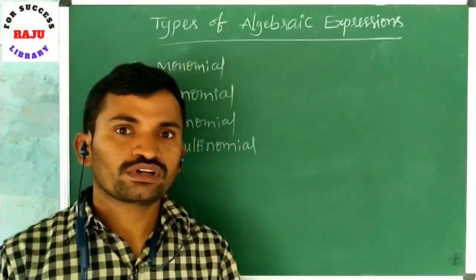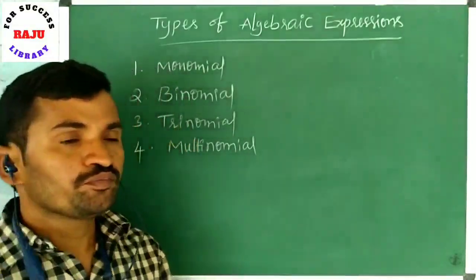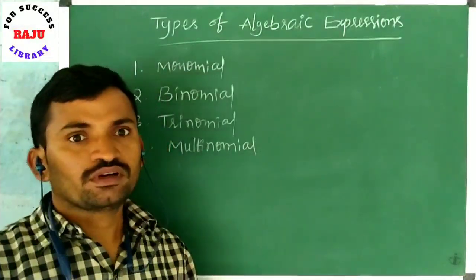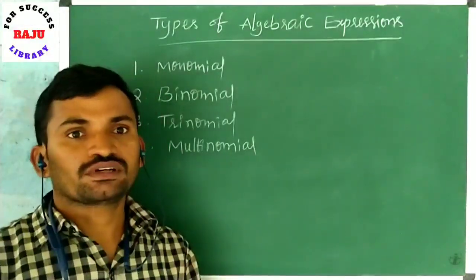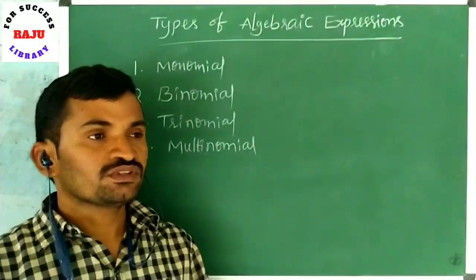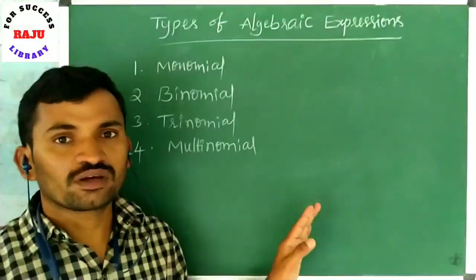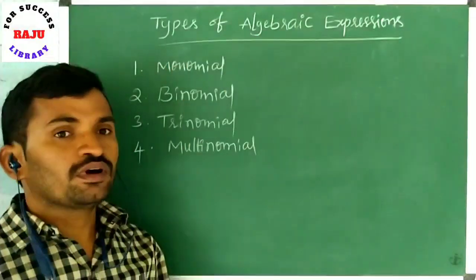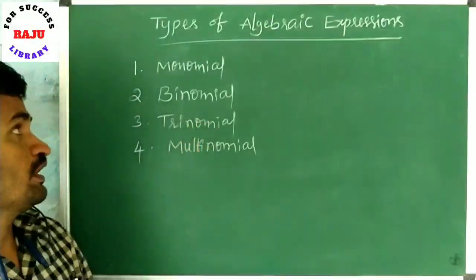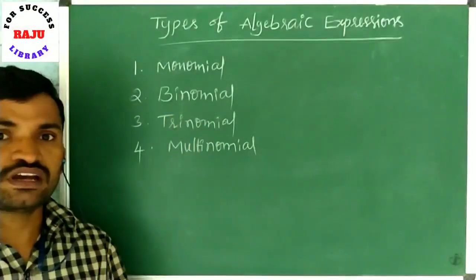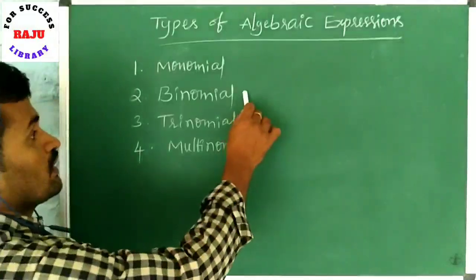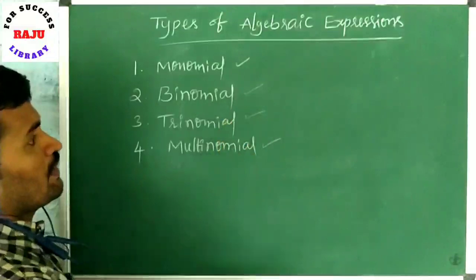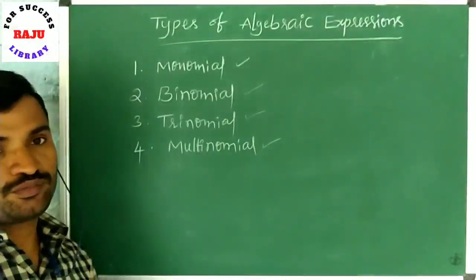In today's class, we are continuing algebra. In the previous class I explained what constants, variables, algebraic terms and numerical terms are. In this class we are going to learn about types of algebraic expressions. How many types are there? Look at the board. The first one is monomial, the second is binomial, the third is trinomial, and then multinomial. Monomial, binomial, trinomial and multinomial.